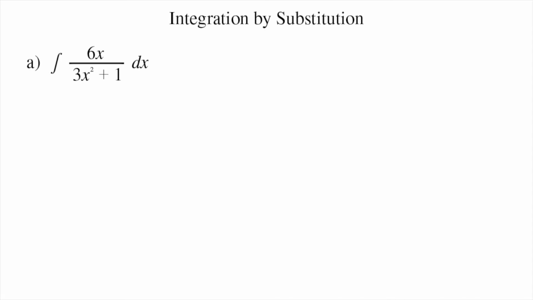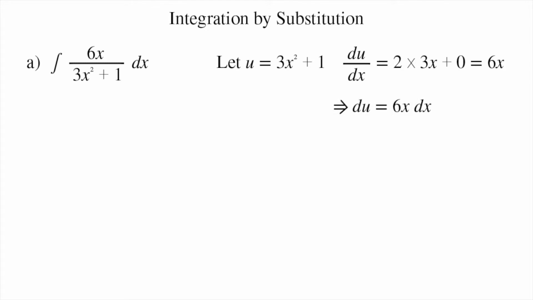A common thing to try when the integrand is an algebraic fraction is to let the denominator equal your new variable. So, let's make our new variable, which we'll call u, equal 3x squared plus 1. We need to write the integrand just in terms of u, eliminating any x's, so the next thing to do is to find dx in terms of du. We do this by differentiating u with respect to x, and we get du by dx equals 2 times 3x plus 0, which is 6x. Rearranging this gives du is equal to 6x times dx.